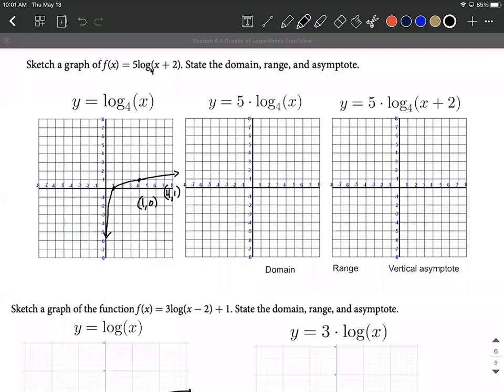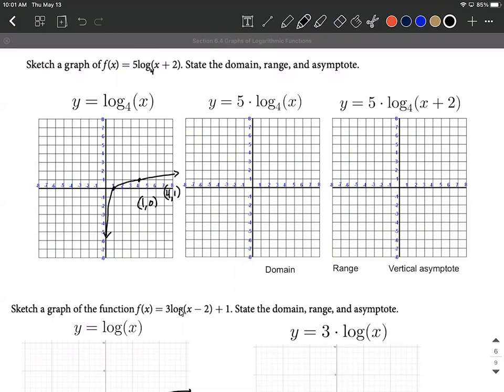All right, in this video, we're going to be sketching the graphs of logarithmic functions that have multiple transformations going on. So in this first example, you can see we're trying to graph 5 multiplied by log base 4 of x plus 2. And then we'll find the domain, range, and asymptote.